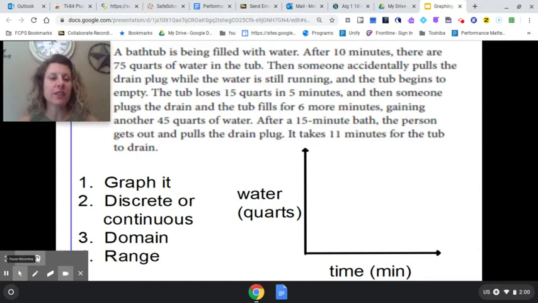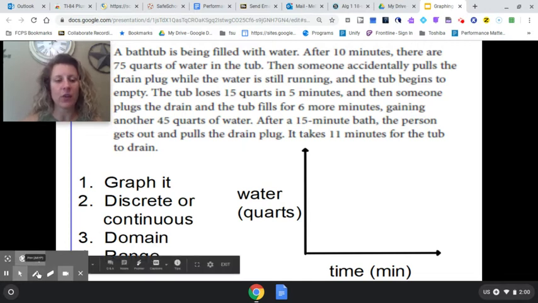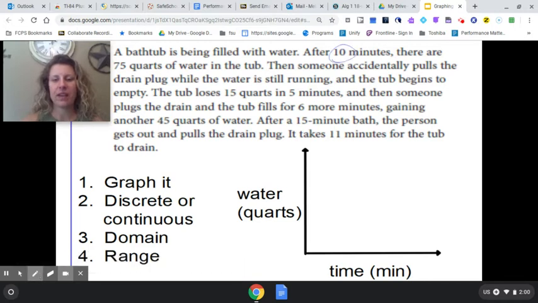So let's first take a look at all the times that are mentioned. First of all, we see that for the first 10 minutes, they're filling the tub. Then for 5 minutes, they accidentally pulled the plug. So there's 15 minutes. 6 more minutes, they're filling up the tub more. So that's a total of 21 minutes so far. They take a 15-minute bath. So that would be 36 minutes. And then it drains for 11 minutes. That is a total of 47 minutes that they are utilizing the bathtub.